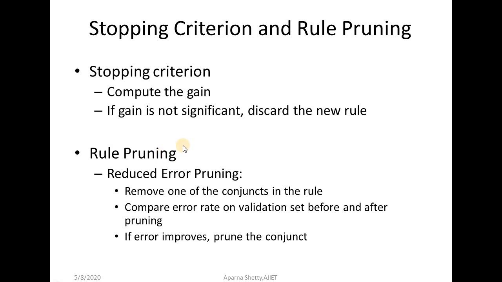Next is rule pruning. Rule pruning is nothing but removing the conjuncts from that rule. Here we are using reduced error pruning. Remove one of the conjuncts in the rule, and compare the error rate on the validation set before and after pruning. So you have to calculate the error rate before pruning as well as after pruning. If the error rate improves, then you need to prune that conjunct. So this was about rule pruning.